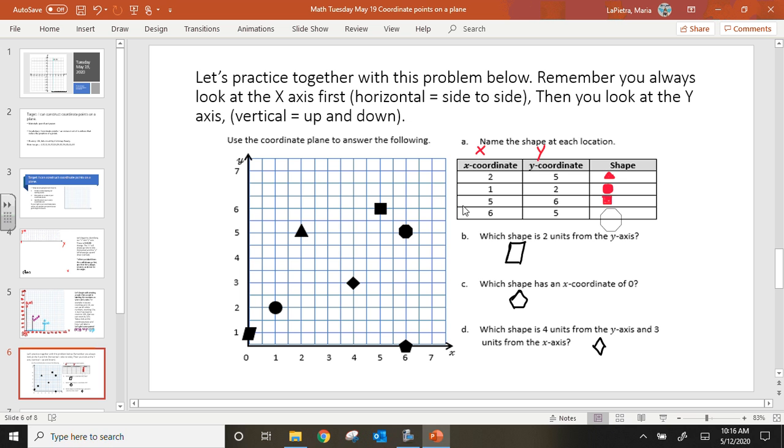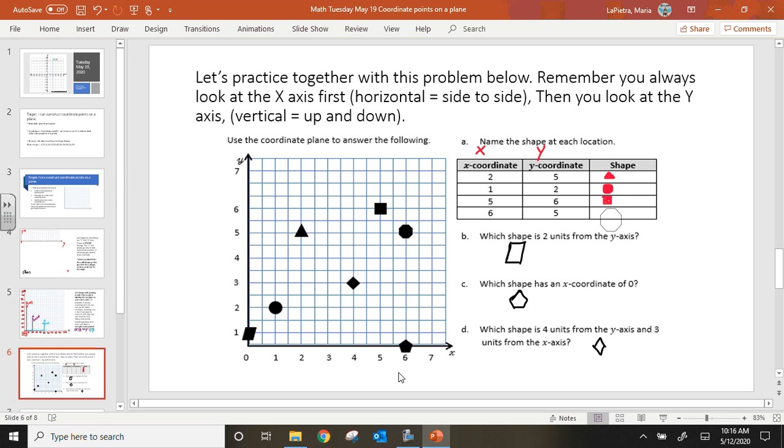I see the triangle. The next one is 1, 2. Over 1, up to where the 2 is. I see the circle. That's where I have my circle. Over 5, up 6. My square. The next one, 6, 5. Over 6, up 5, my octagon.